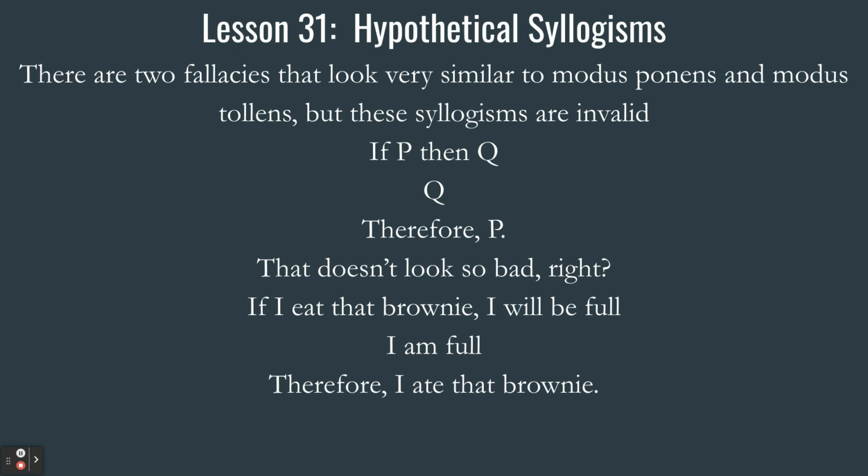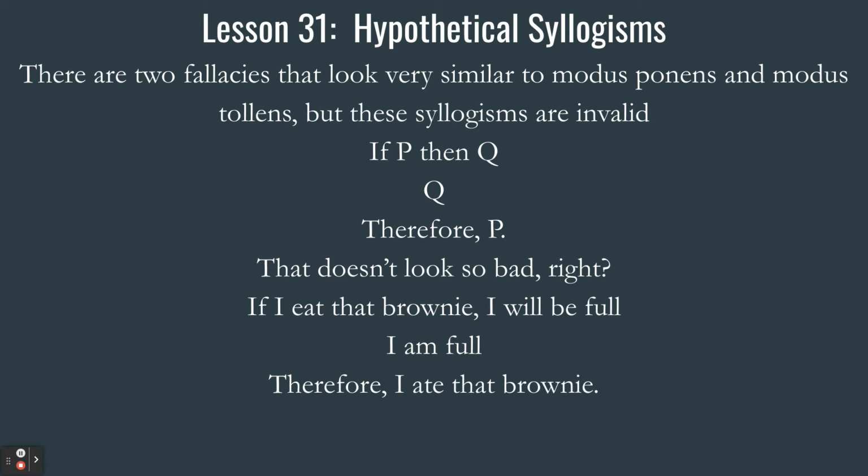There's two fallacies, and they look very similar. So details matter. But these syllogisms are invalid. If P, then Q, Q, therefore P. And your first instinct might be to think, that looks okay. What's wrong with that? Well, look at this. If I eat that brownie, I will be full. I am full, therefore I ate that brownie. What's wrong with that? Thomas. Say that again, Thomas. People in the video can hear you.